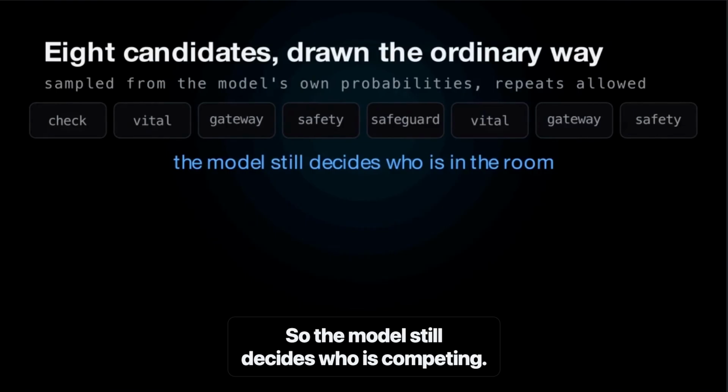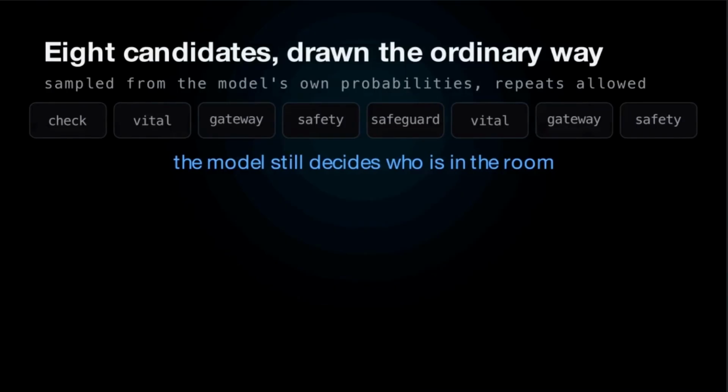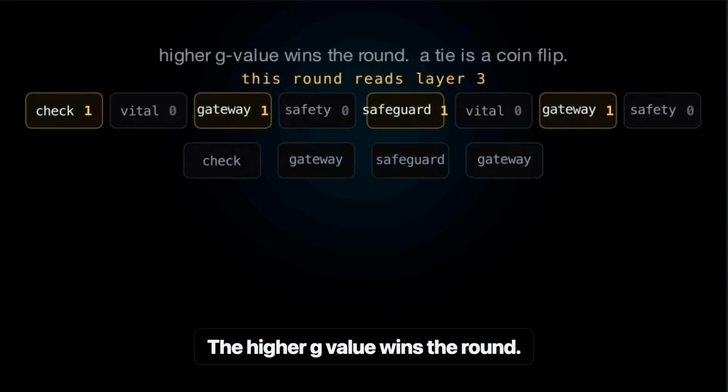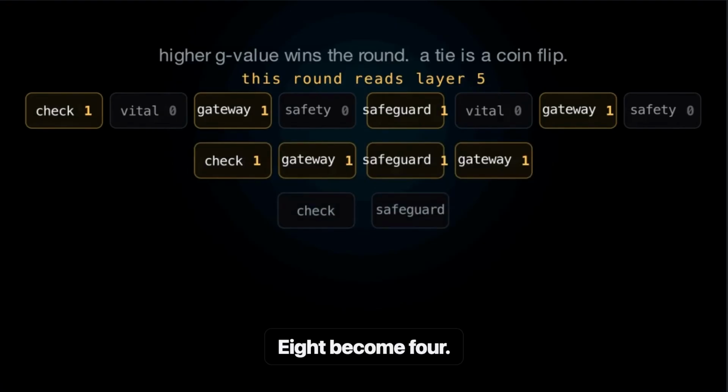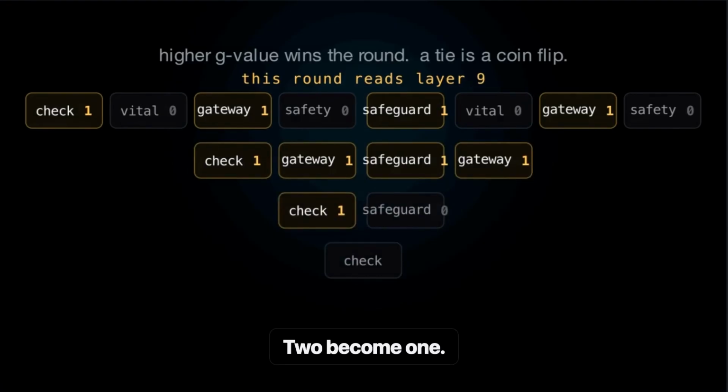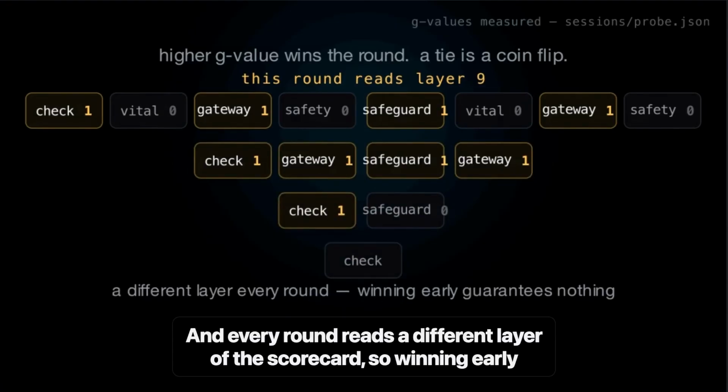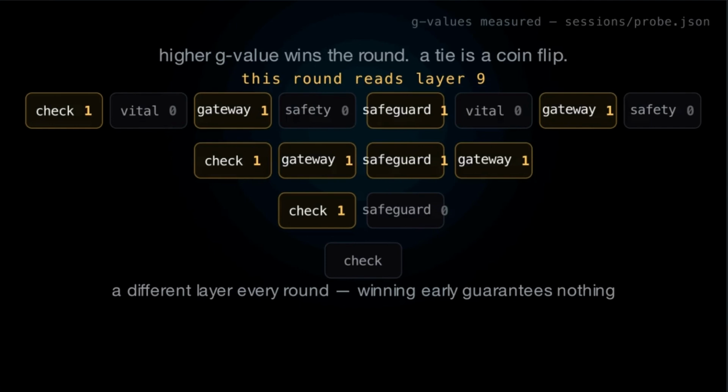So the model still decides who is competing. Then they fight in pairs. The higher G value wins the round. A tie is settled with a coin flip. 8 becomes 4, 4 becomes 2, 2 becomes 1. And every round reads a different layer of the scorecard. So winning early guarantees nothing.